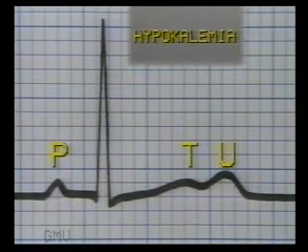Hypokalemia. With hypokalemia, the T wave amplitude progressively diminishes while the U wave becomes prominent. This may give a false impression of increased QT interval, but actually it is a U wave which has become prominent.